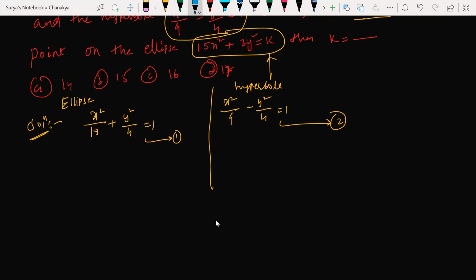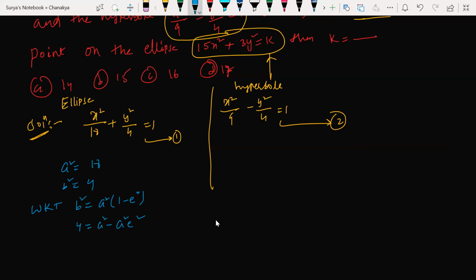Hello guys, what is eccentricity of the ellipse? B square is equal to A square into 1 minus E square. If you are not understanding this way, let us do this. What is A square value? 18. B square value is what? 4. So we know that B square is equal to A square into 1 minus E square in ellipse. So B square value is 4, A square value minus A square E square.